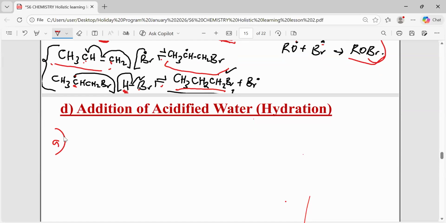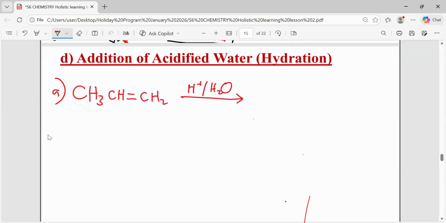Reaction of propene, CH3, CH double bond, CH2. Now hydration, we are just adding acidified water. I think this should be one of the simplest reactions and mechanisms that we can do. So let's try that. Then we have also this.